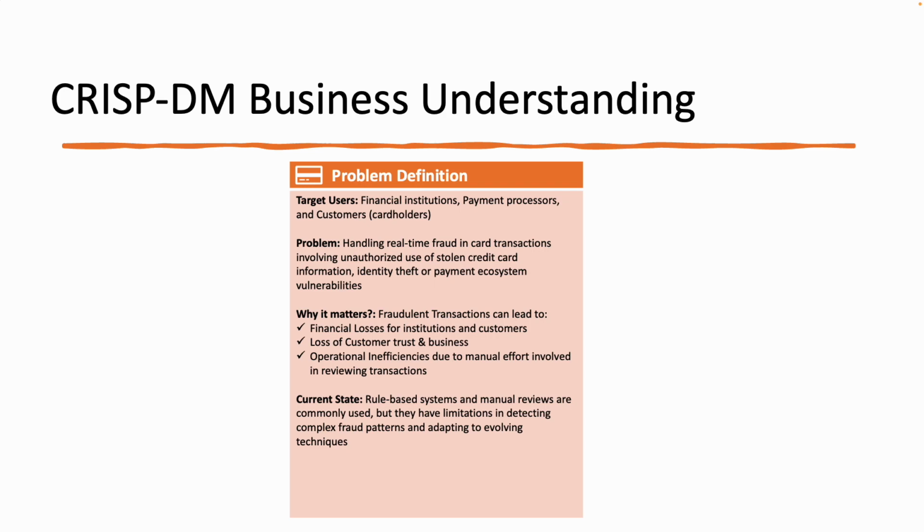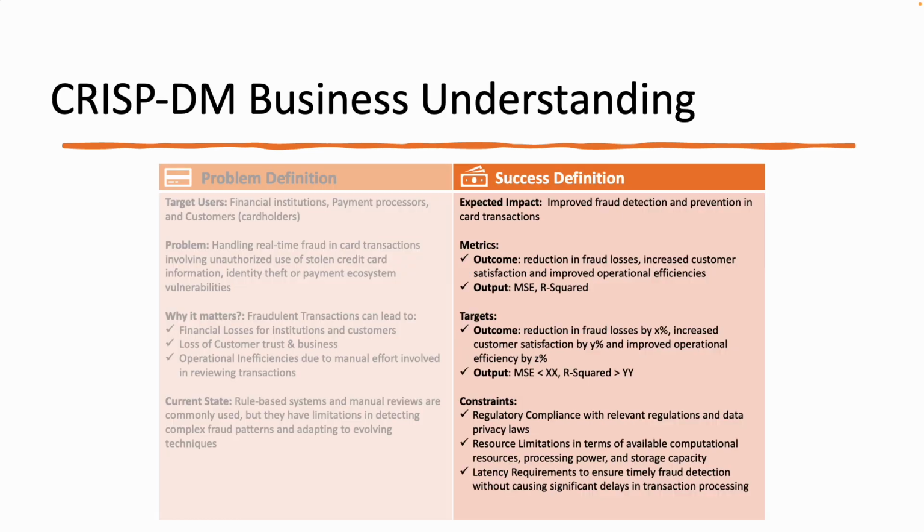Now, does it really matter when we try to solve this problem? It does because fraudulent transactions can lead to financial losses for both institutions and card members, loss of customer trust and business to the institutions, and lastly, operational inefficiencies due to a lot of manual effort which is spent by the employees of the institutions to review the transactions. Now, what's happening in the current state? Most of the organizations have rule-based systems and manual reviews are commonly used, but all of these have limitations in detecting fraud patterns and adapting to evolving needs.